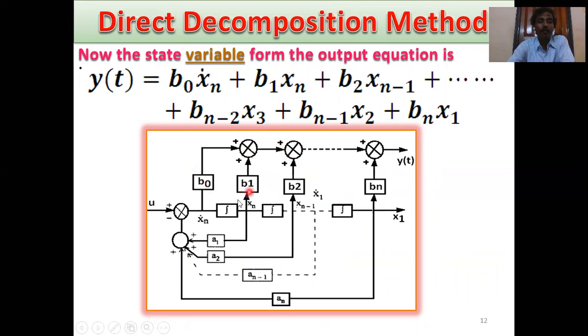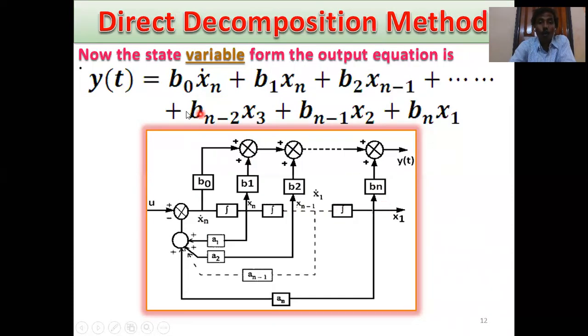For the direct decomposition method, the lower portion is already discussed; now the upper portion. What is the upper division? First b0 into xn dot. So this is the xn dot, and this is the xn dot into b0. This is the forward path. And second, xn into b1, so b1 into xn, this is the summing point. And third part, b2 into xn minus 1. From this node, xn minus 1 into b2, again add, plus dot dot dot bn.